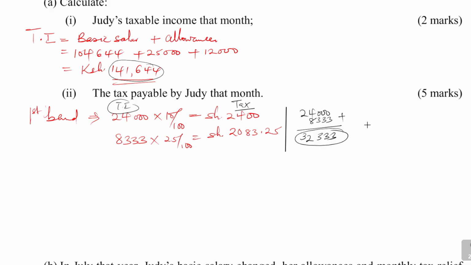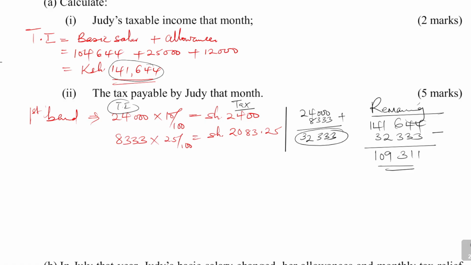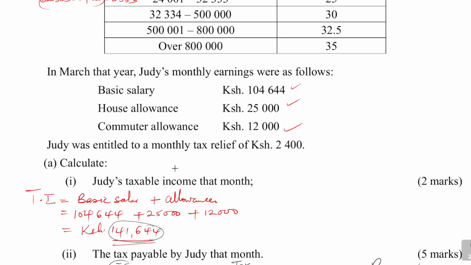So what is remaining? To get the remaining amount, we shall take what you're supposed to tax, which is 141,644, and then we subtract 32,333. This will give us the amount that is remaining, and the amount will be 109,311. So this is the amount that falls now, this is what is going to fall in the third band. So we have 109,311, and that band is being taxed at the rate of 30%.